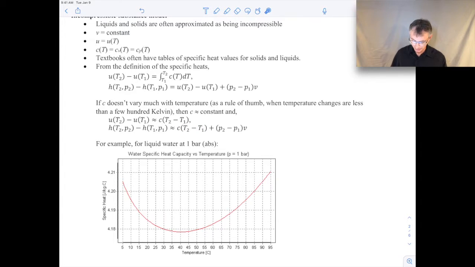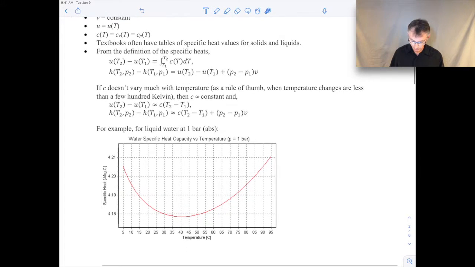And so that's what this is right here. Now, just to convince you that the specific heat doesn't change that much, here is a plot showing the specific heat for water as a function of temperature over a range of temperatures from about 5 degrees C to 95 degrees C. And you'll see that it goes from something like, well, here's 4.21 kilojoules per kilogram Kelvin, or it's degrees C here, but 1 degree C and 1 Kelvin are the same. So that's the specific heat at 95 degrees C, it's 4.21, and then here at about 40 degrees C, it's about 4.18. So it does in fact change, but it's not that much.